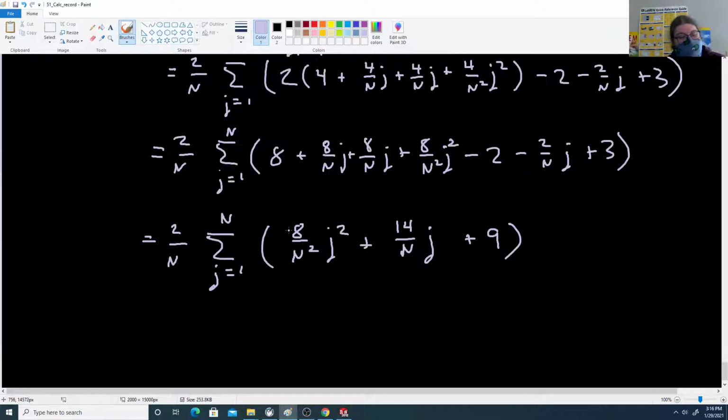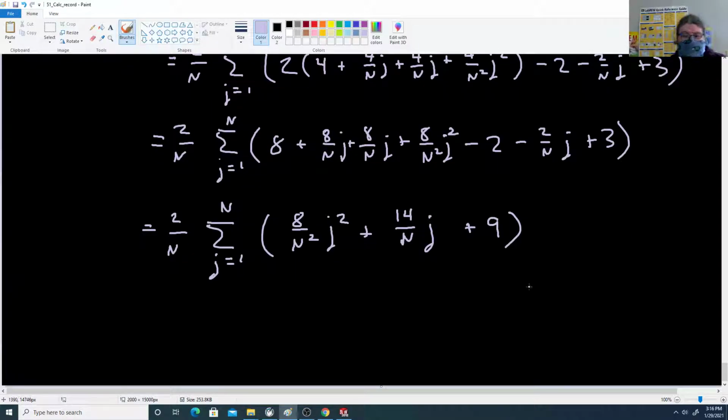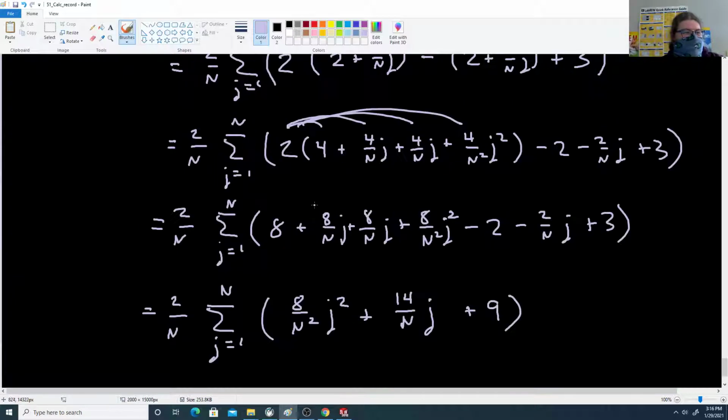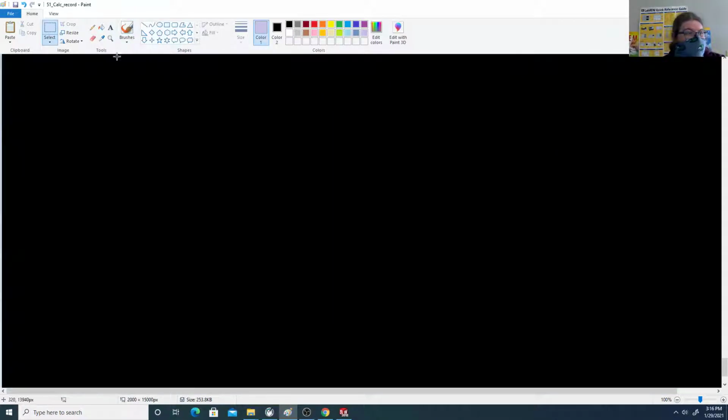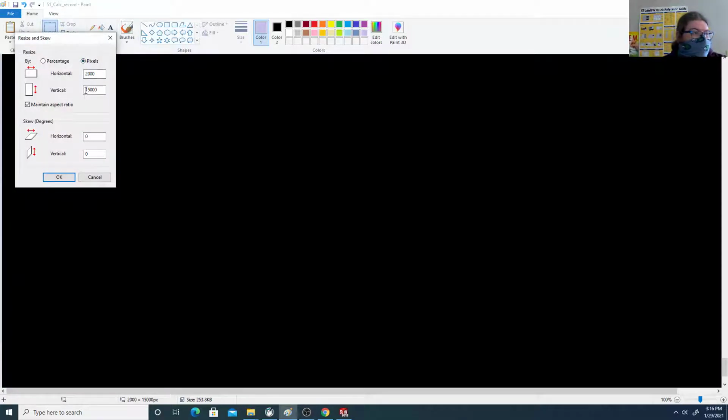Okay, now we're going to use the linearity of, actually, hang on, I'm about out of space here, so let me do this real quick to get some more space to work on.